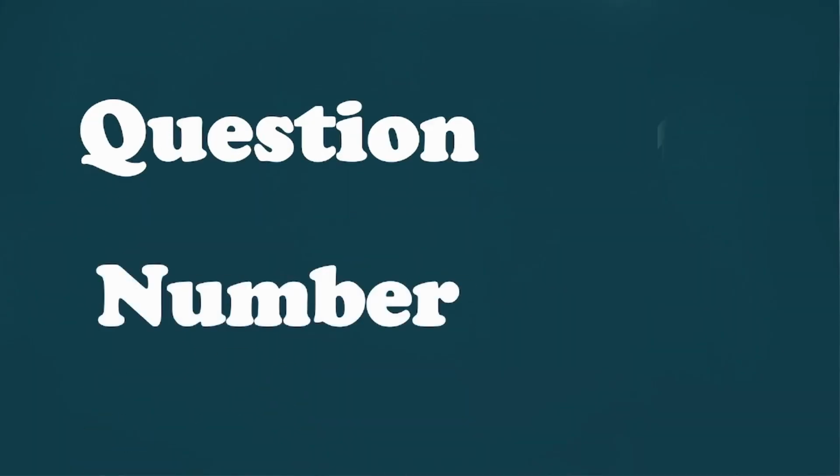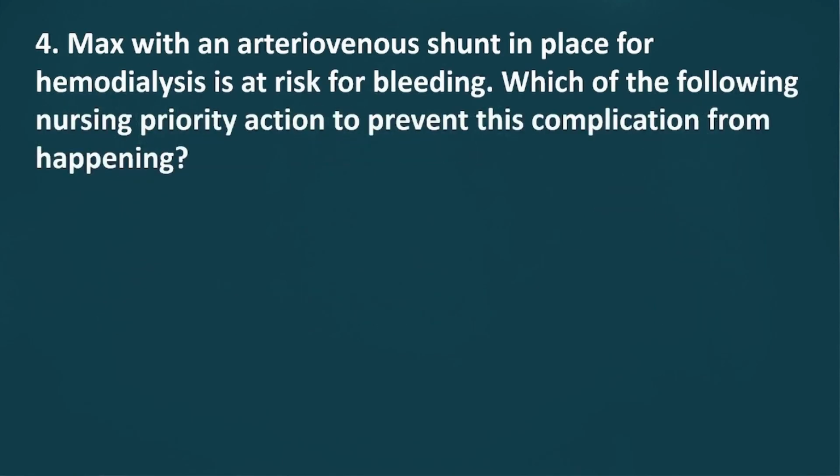Question number 4. Max, with an arteriovenous shunt in place for hemodialysis, is at risk for bleeding. Which of the following is the nursing priority action to prevent this complication from happening?